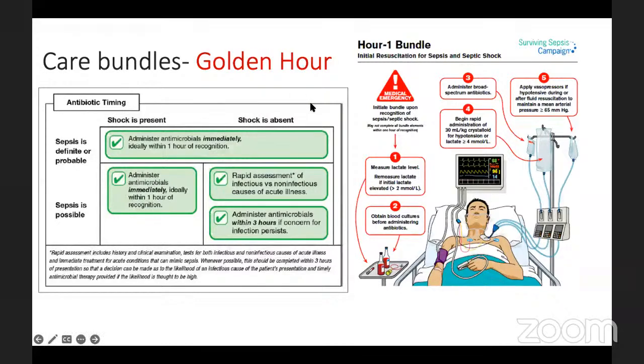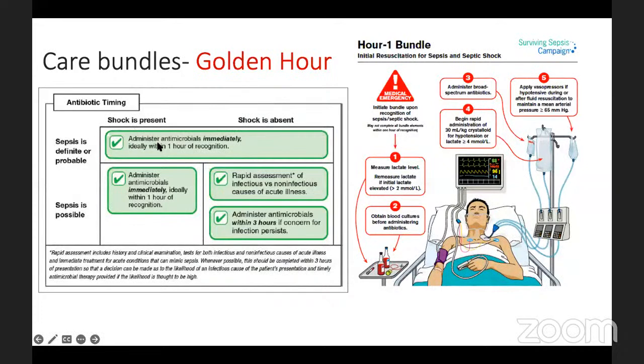Golden hour. This is the golden hour, where you have to consider antibiotics to save this life. It's not enough to pick sepsis early. You have to take action next, right? This is what you have to do. Once you have picked sepsis in a patient early, before he goes into septic shock, you have to act. This is the golden hour, right? Golden hour is the hour in which you can save this life, right?